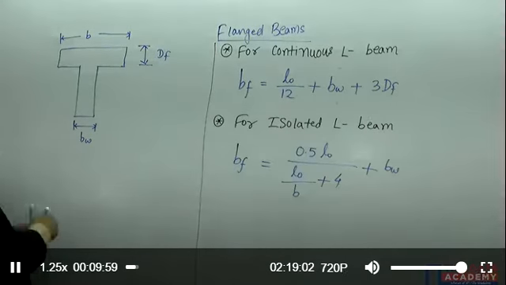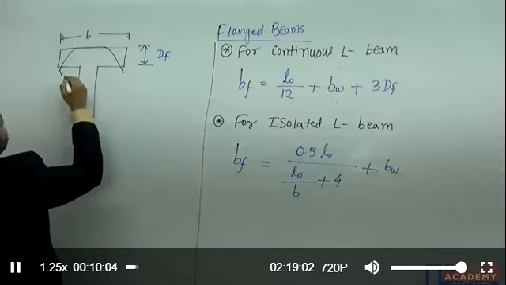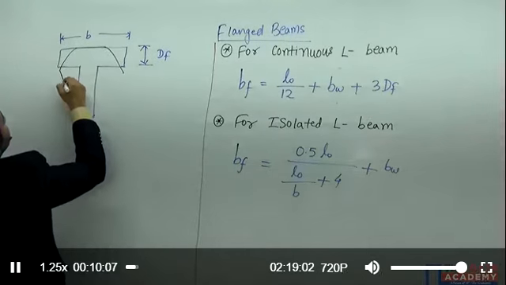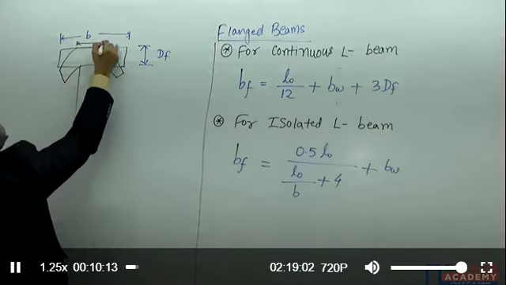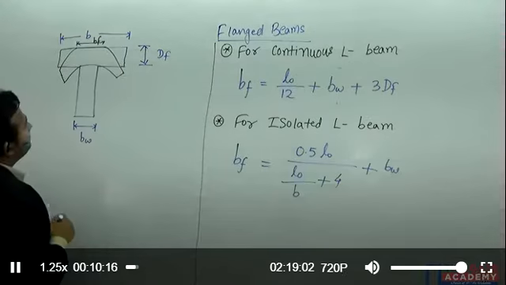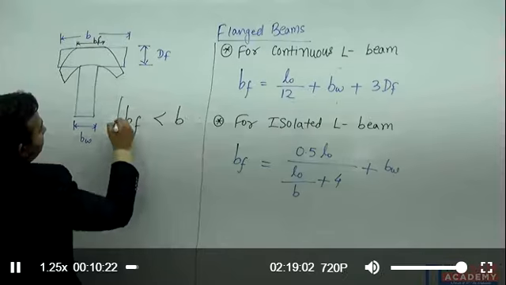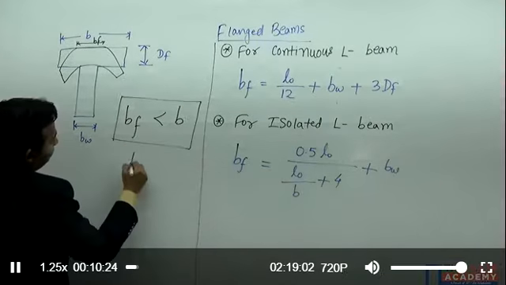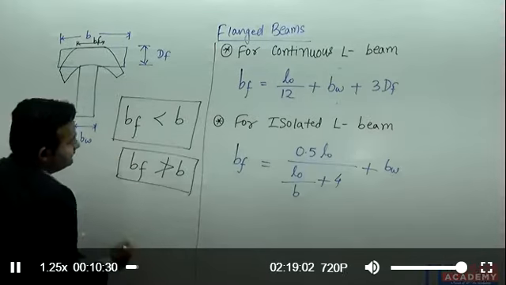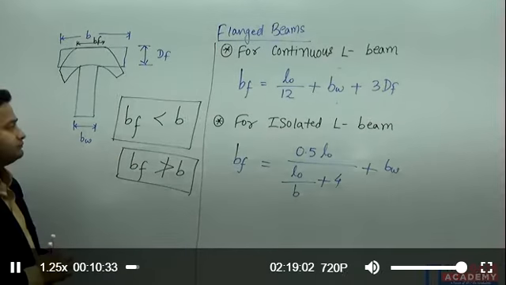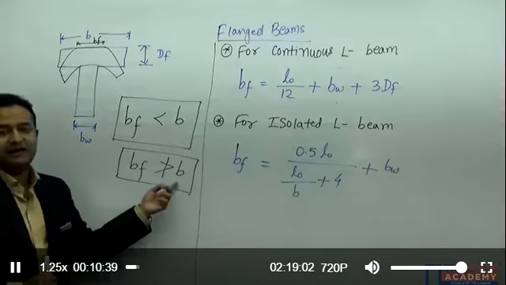Definitely it will bend after some distance. So the available distance will be BF. So definitely BF will always be less than B. It may be equal, but definitely it will not be greater than B. This is the condition: BF is always less than or equal to B, but not greater than B.